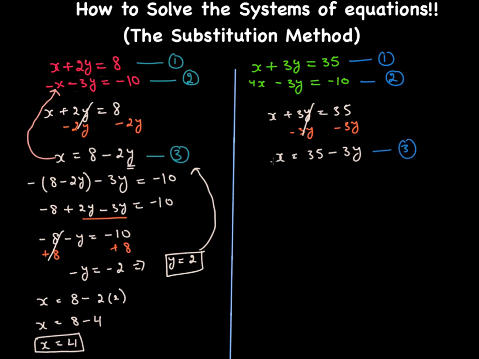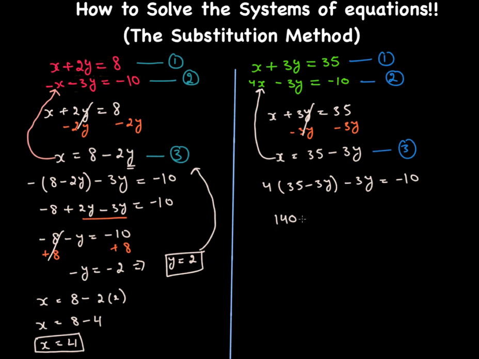So what we're gonna do now, we're gonna plug in this value of x which we found from equation 1, and we're gonna plug in this x value over there. So that gives me 4 times x, and x is 35 minus 3y, and then we got negative 3y is equal to negative 10. Okay, let's simplify it. 4 times 35 is 140.